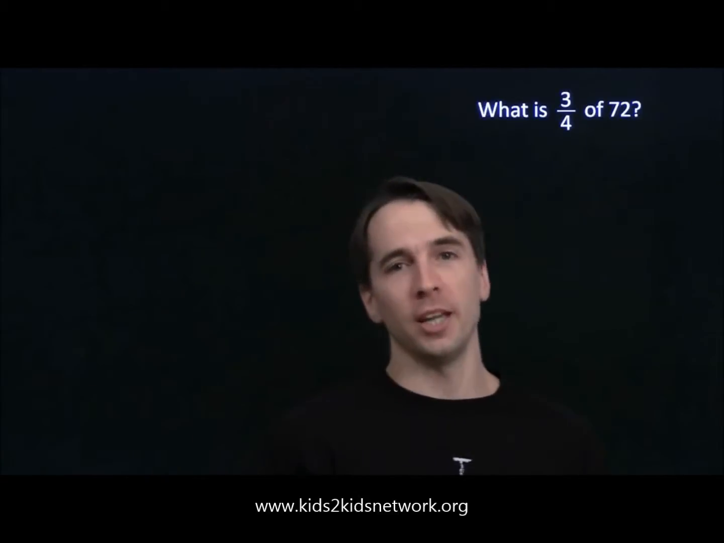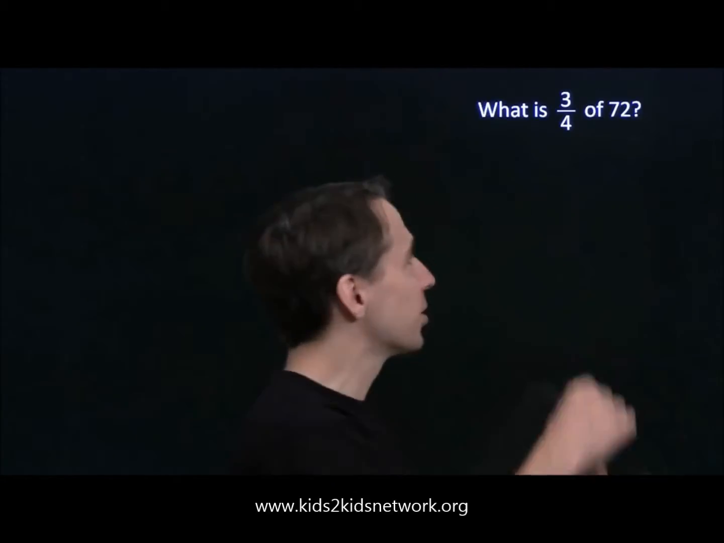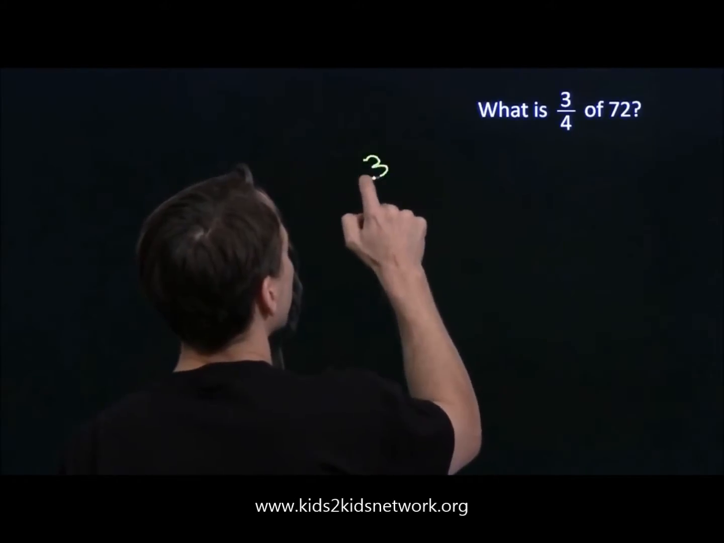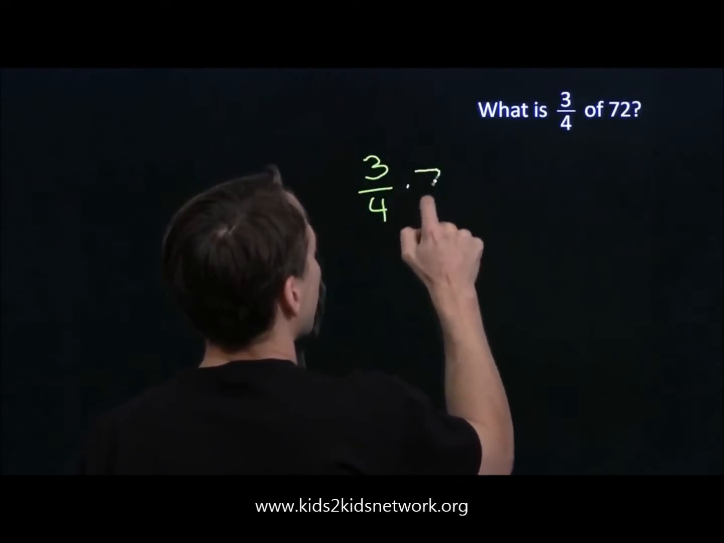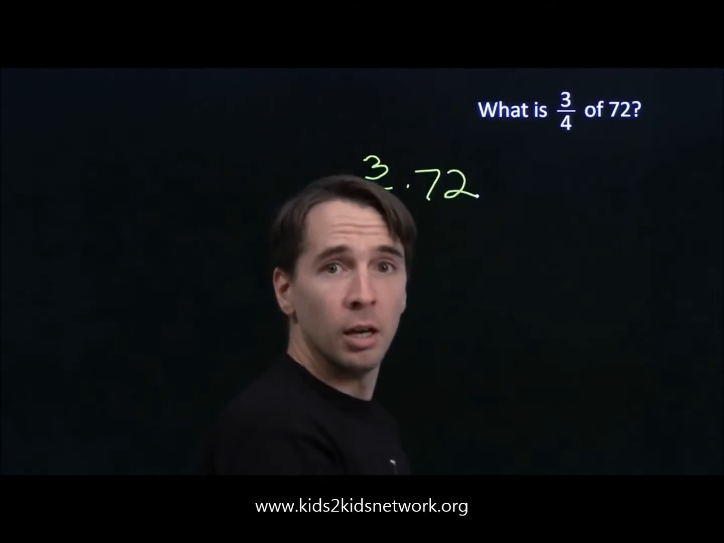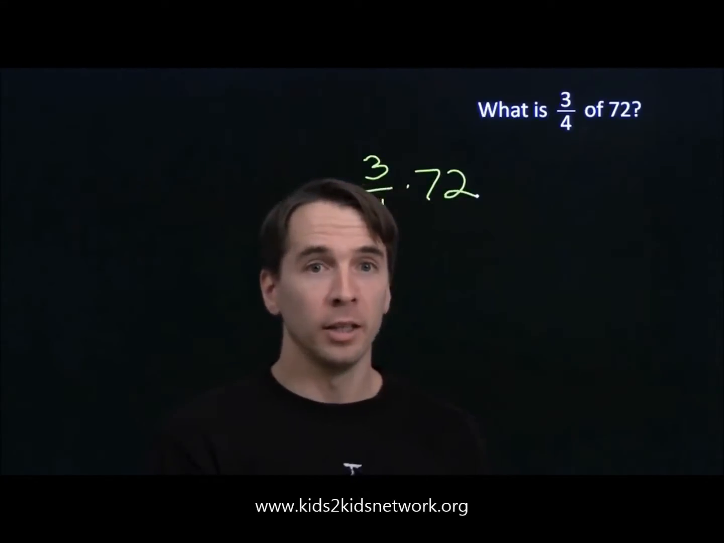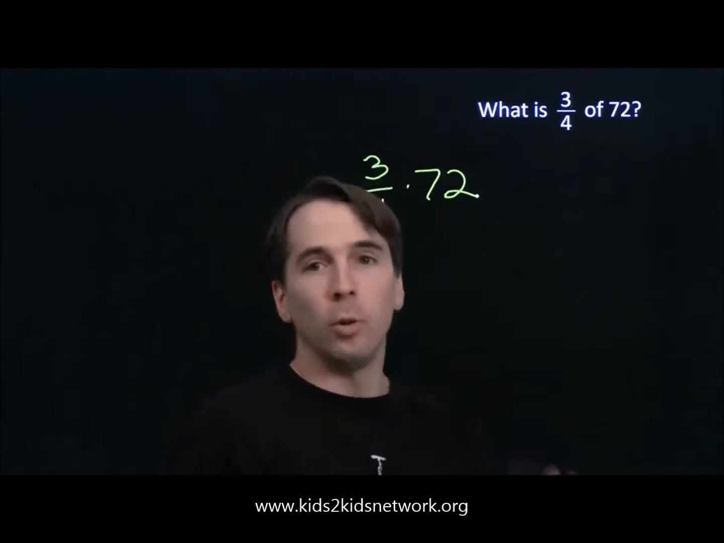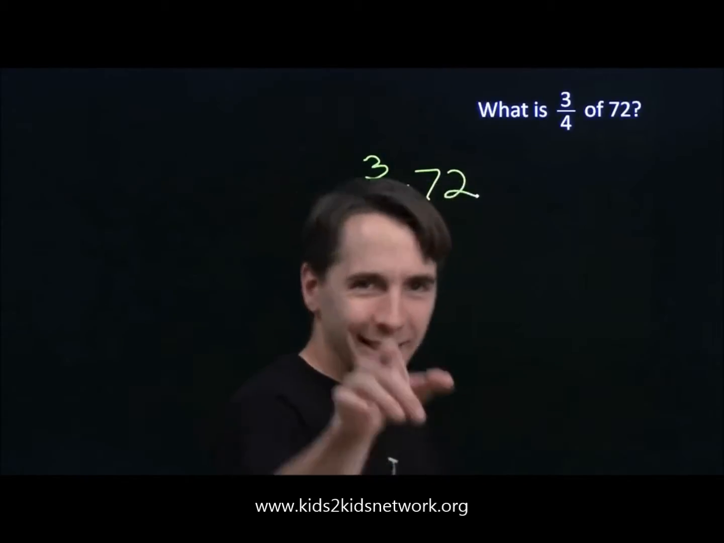Of means multiplication. So 3/4 of 72 is just 3/4 times 72. Here we go. 3/4 times 72. What's that? Oh, you don't buy it? They've been telling you of means multiplication since you were like this tall, and you don't buy it. I like that.